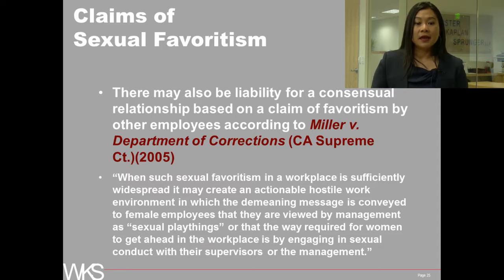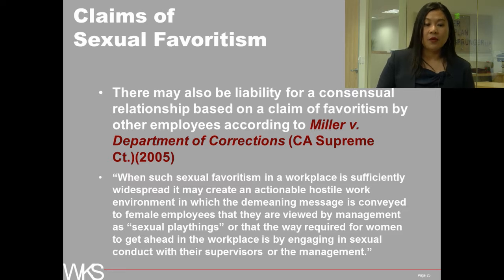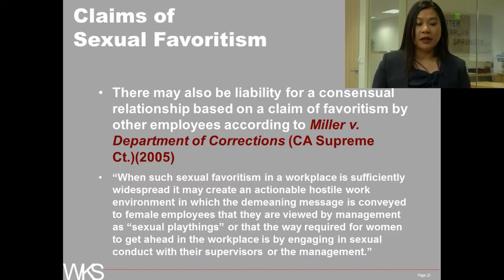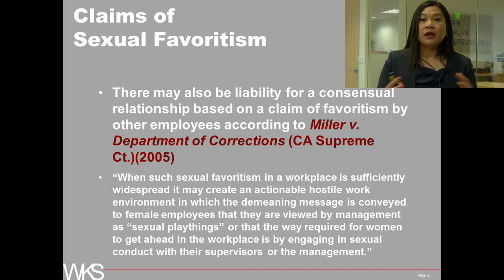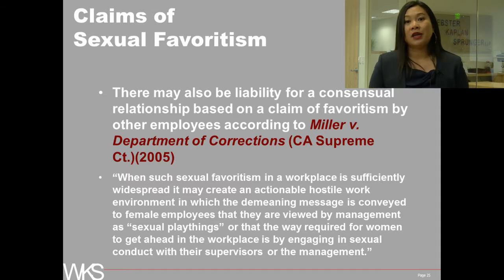And the court basically stated that there could be liability for consensual relationships based on a claim of favoritism by other employees. Specifically, the Supreme Court of California highlighted that when such sexual favoritism in the workplace is sufficiently widespread, it may create an actionable hostile work environment in which the demeaning message is conveyed to female employees that they are viewed by management as sexual playthings, or that the way required for a woman to get ahead in the workplace is engaging in sexual conduct with their supervisors or management. Okay, so this was an important case because it really took a look at how third parties who are not even involved in the relationship could potentially be affected.